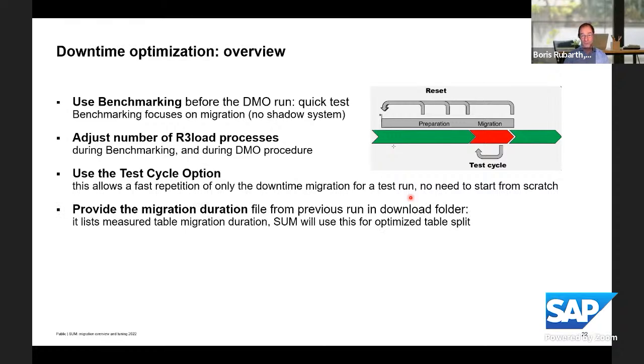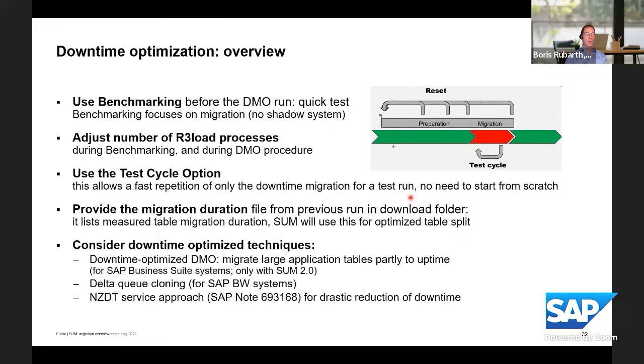I have talked about the migration files. You put those migration files from the previous run into the download folder, and the tool will then repeat the calculation of the table split to avoid a tail in migration that would extend the downtime. And that is a nice feature that can be used, was already mentioned. What else do we have?